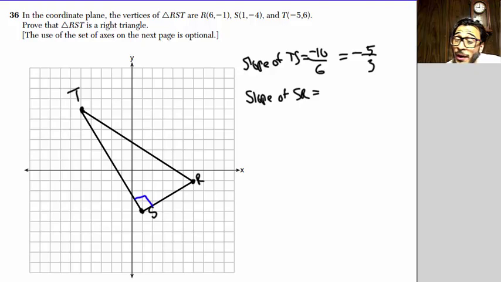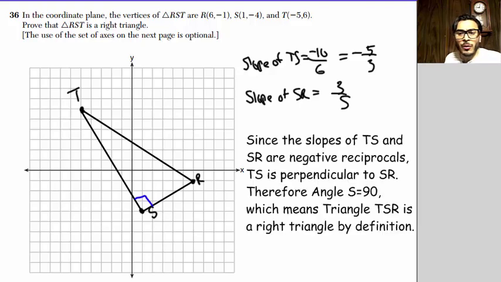Now, what's the slope of SR? You better hope it's 3/5, because if it's not, we did something wrong. Right? You want those slopes to be negative reciprocals. So let's see. It goes up 1, 2, 3 over 1, 2, 3, 4, 5. It is 3/5. So here's what we're going to write. Since the slopes of TS and SR are negative reciprocals, TS is perpendicular to SR. Therefore, angle S equals 90 degrees, which means triangle TSR is a right triangle by definition.